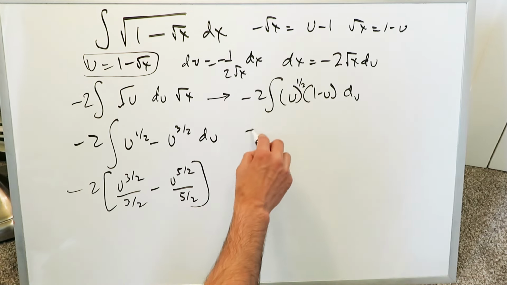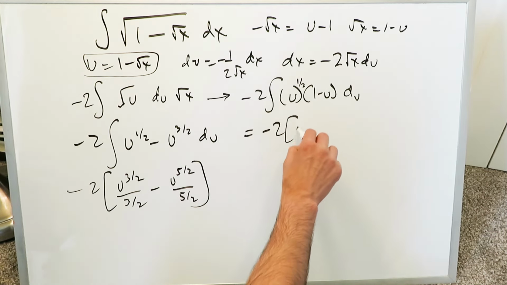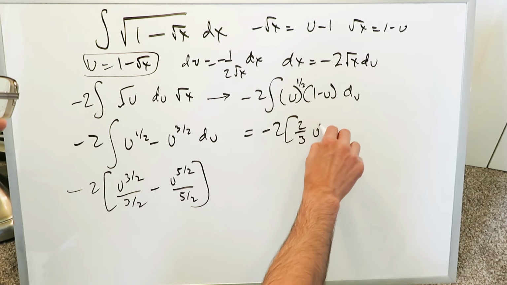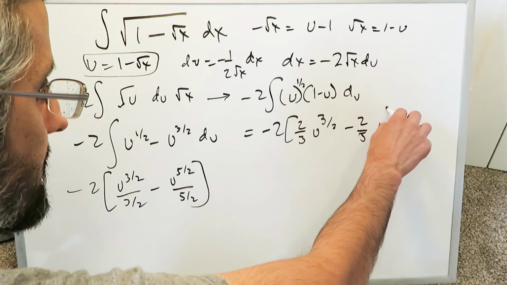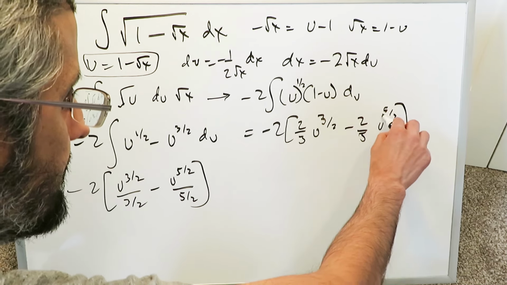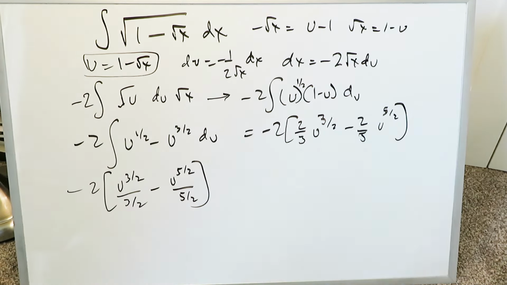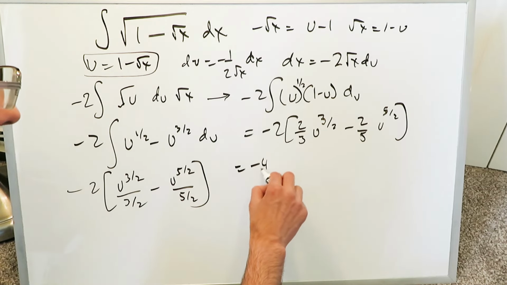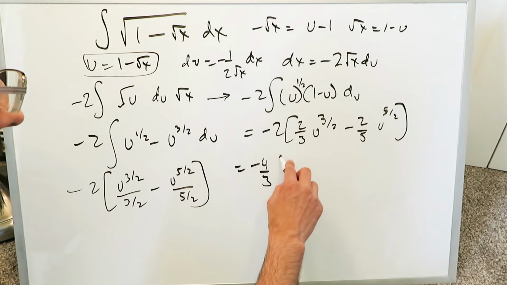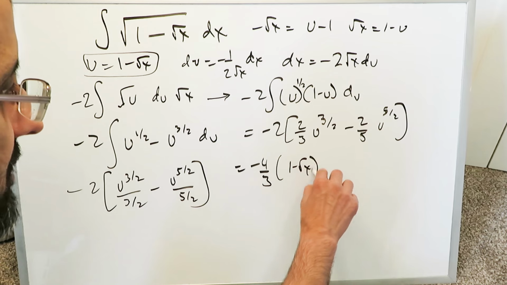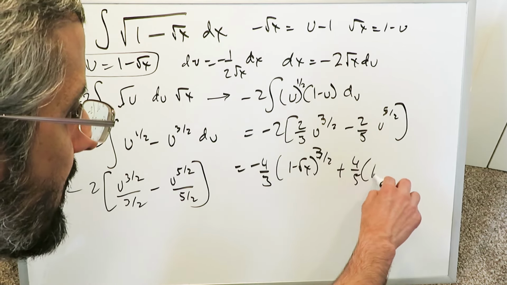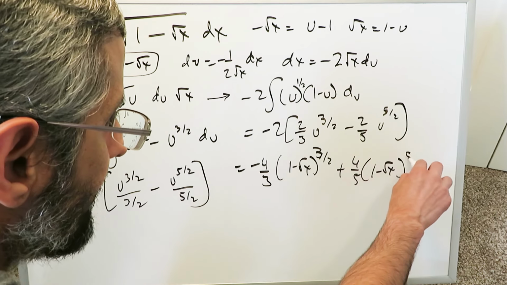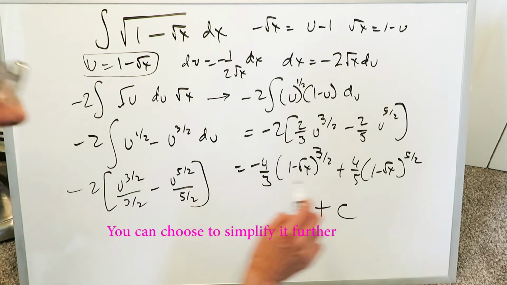I'm not writing that just yet. We'll have a minus 2. Here we'll have 2 over 3 u to the 3 over 2 minus 2 over 5 u to the 5 over 2 plus c. We'll bring in the plus c at the very end. Open it up. We'll have minus 4 over 3, resubstitute the u: 1 minus root x to the power of 3 over 2, plus 4 over 5 times 1 minus root x to the power of 5 over 2, plus c.